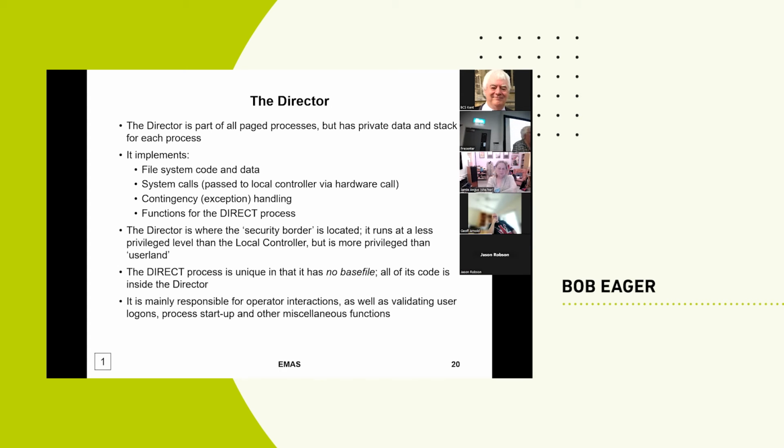And the direct process is unique because it has no base file. All of the code is inside the director. And the reason for that is that you can then bring up a minimal system running just direct, even when you don't have a disk. Well, you have to have a disk but nothing else, no file system. So that's fairly necessary. But it's mainly operator stuff, and as I said, process startup and so on.